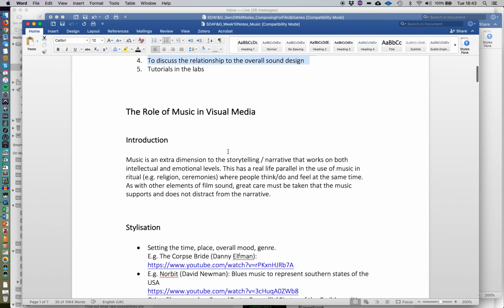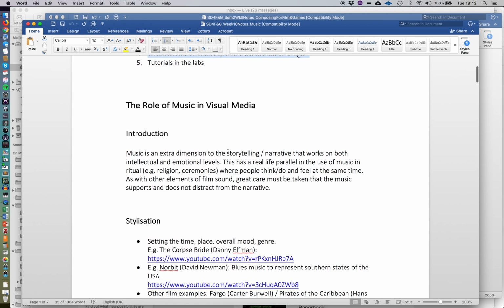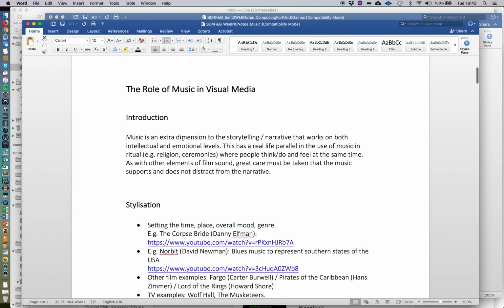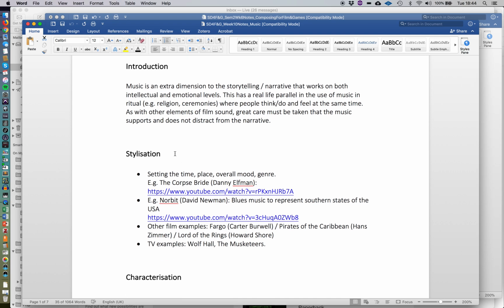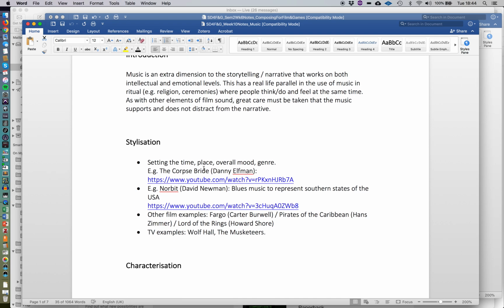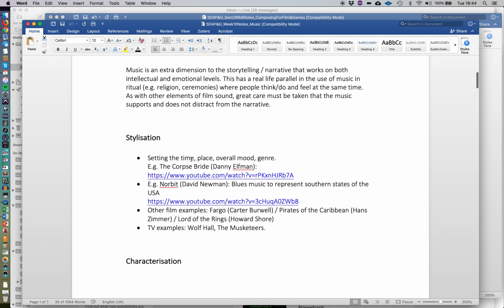So to give a very brief overview of it, music is an extra dimension to the storytelling and narrative that works on both intellectual and emotional levels. Okay, then moving on, we looked at music's role in stylization with these examples.